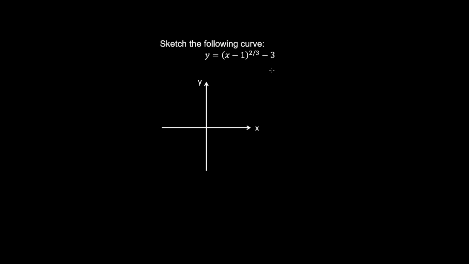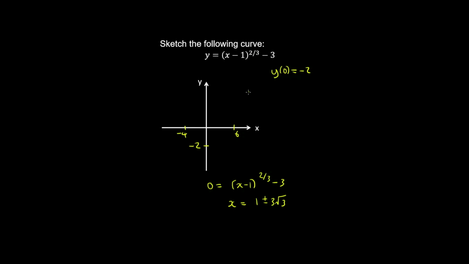Let's sketch the following curve. So if we set x equals to 0, we get y is equal to negative 2. And if we set y is equal to 0, then we get the following equation. And therefore, solving for x, we get x is equal to 1 plus or minus 3 root 3. So x is going to be around 6 and minus 4.